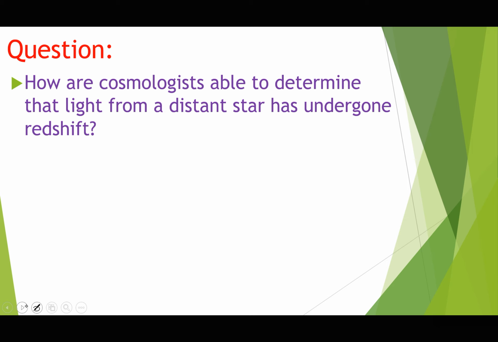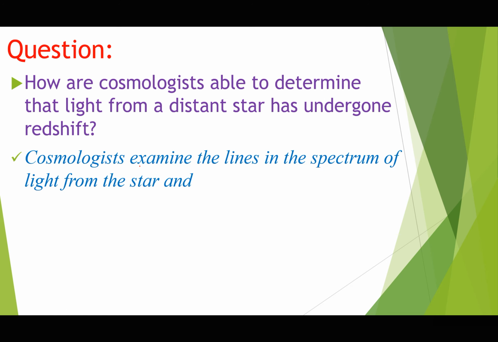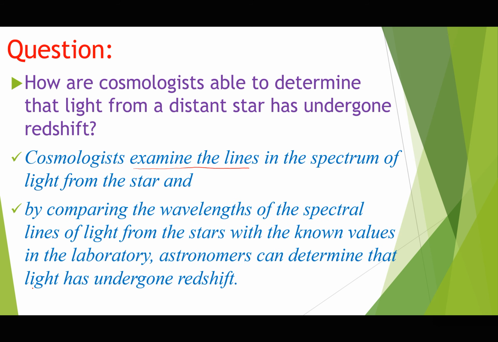So if we compare the two observations, we can come to a conclusion that the spectral lines are shifting towards the red end of the visible spectrum. So cosmologists are going to simply examine the spectral lines in the spectrum of light from the star and compare them. By comparing the wavelengths of the spectral lines of light from the stars with the known values in the laboratory, astronomers can determine that light has undergone what we call a redshift.